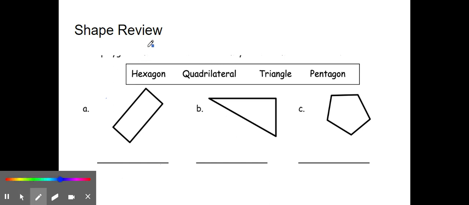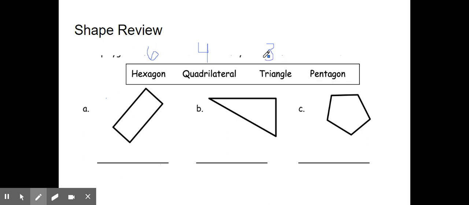Do you remember how many sides a hexagon has? If you said 6, you're right. I'm going to write a 6 above hexagon to help me remember. What about a quadrilateral? A quadrilateral has 4 sides. What about a triangle? A triangle has 3 sides. And what about a pentagon? A pentagon has 5 sides.